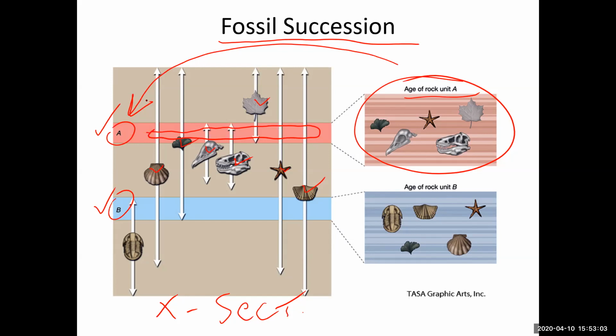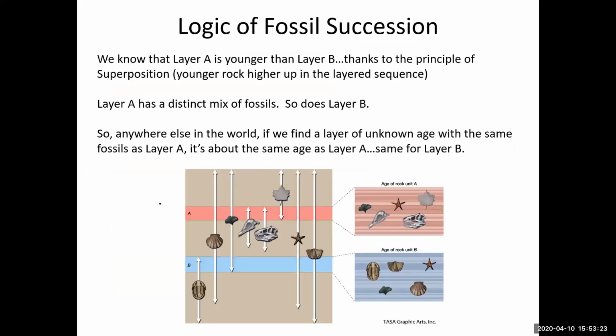And likewise, somewhere else in the world, if we find some random sedimentary rock with the same fossils as layer B, we know that that other layer is approximately the same age as layer B. In other words, the fossil content of a rock helps us date the rock. So let's work through the logic. We've kind of done this already, but here it's more explicit.